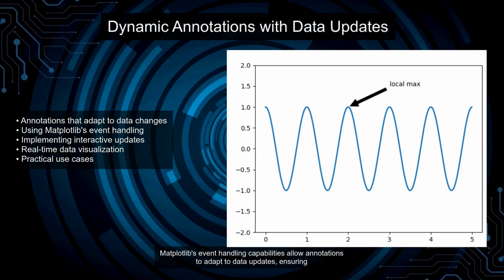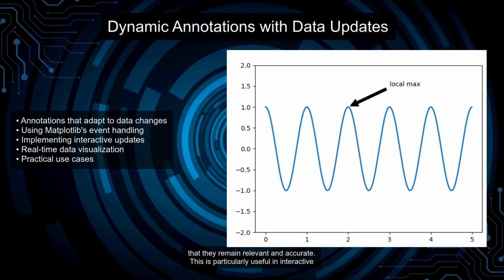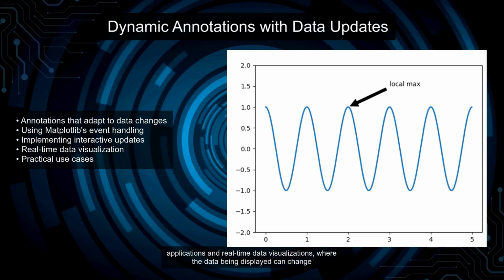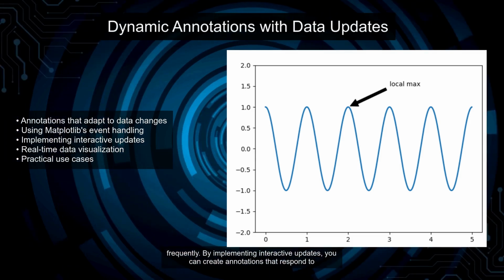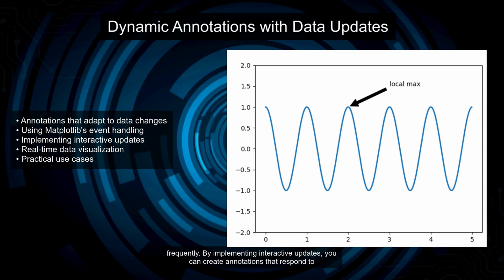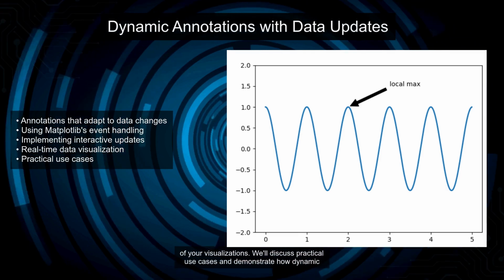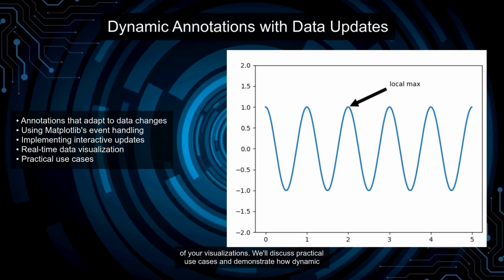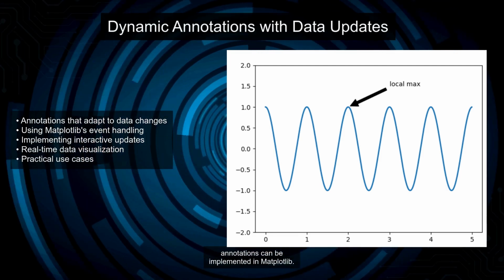In a world where data is constantly changing, dynamic annotations are invaluable. Matplotlib's event handling capabilities allow annotations to adapt to data updates, ensuring that they remain relevant and accurate. This is particularly useful in interactive applications and real-time data visualizations, where the data being displayed can change frequently. By implementing interactive updates, you can create annotations that respond to user input or automated changes in data, enhancing the interactivity and utility of your visualizations. We'll discuss practical use cases and demonstrate how dynamic annotations can be implemented in Matplotlib.